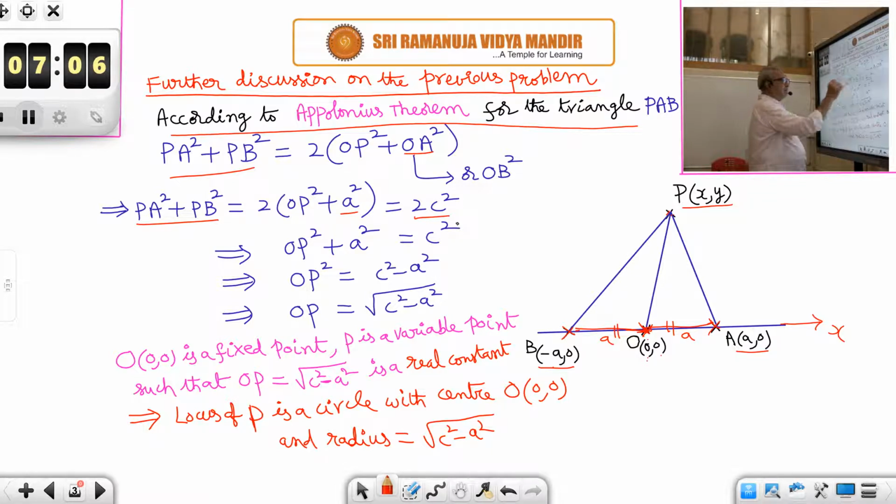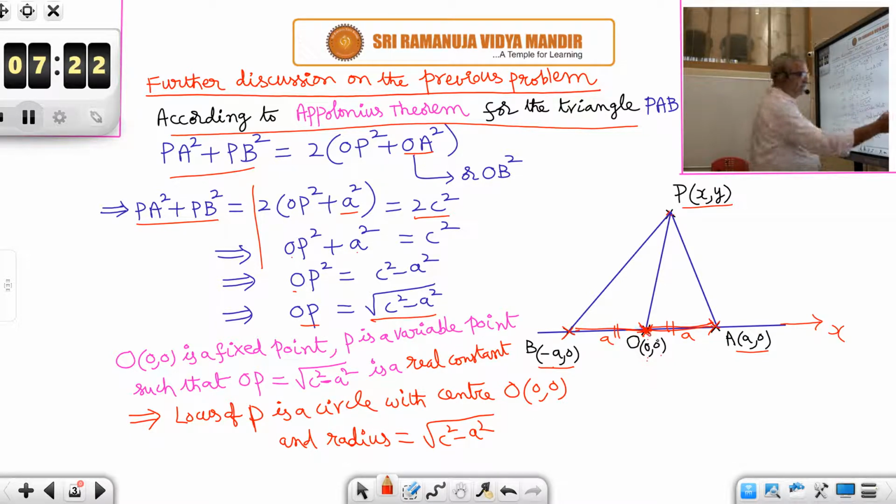Now forget about this, take only up to from here. So 2 can be cancelled out. OP square plus a square is equal to c square. OP square is equal to c square minus a square, is it not? So OP is equal to what? Root of c square minus a square.